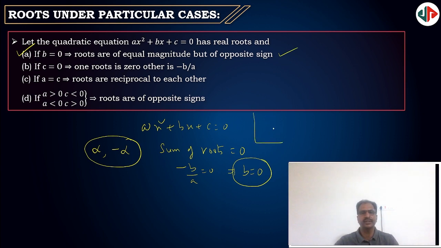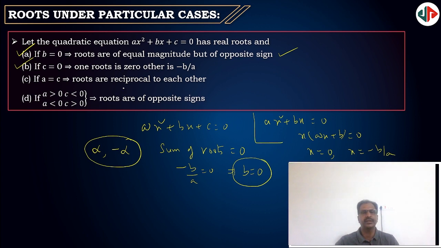Next, if c is equal to 0, then what is the quadratic equation? This is a quadratic equation. Take x common. Then what are the two roots? 0 is one root, minus b by a is another root. So if c is equal to 0, the two roots are 0 and minus b by a.